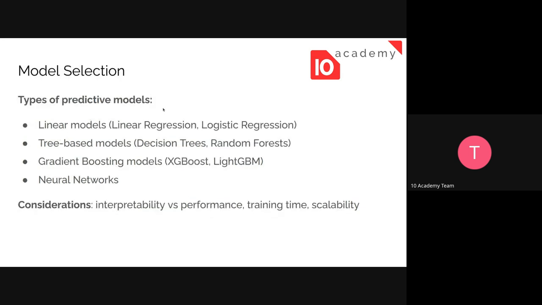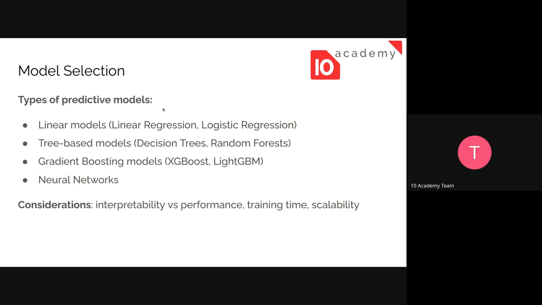Okay, so after that, selecting the predictive model. We have the linear model, gradient boost model, XGBoost, LightGBM, and another one, neural networks. We'll see linear regression and XGBoost for the demo, but you can use them. Decision tree, I believe that's for classification.